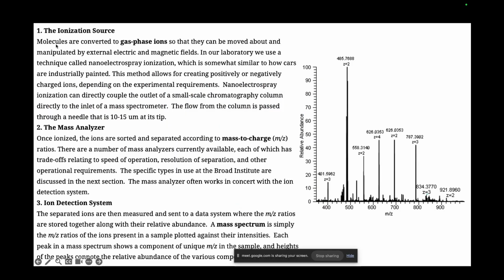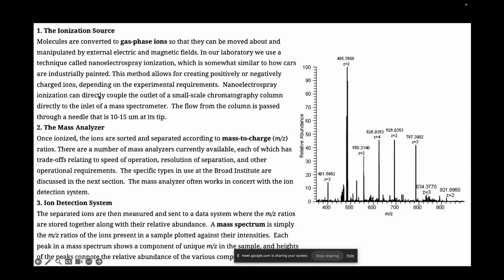In the ionization source, molecules are converted to gas phase ions so that they can be moved about and manipulated by external electric fields and magnetic fields. You use something called nano electrospray ionization, which is somewhat similar to how cars are industrially painted. This method allows for creation of positively or negatively charged ions depending on experimental requirements.